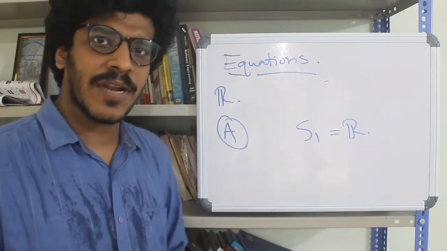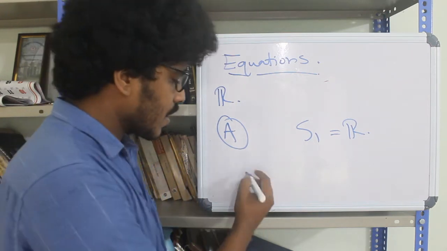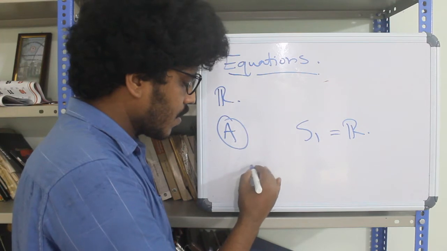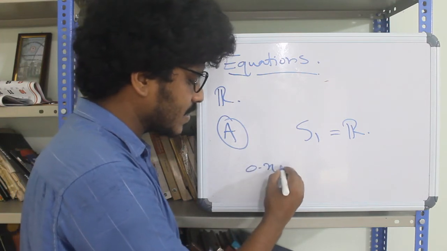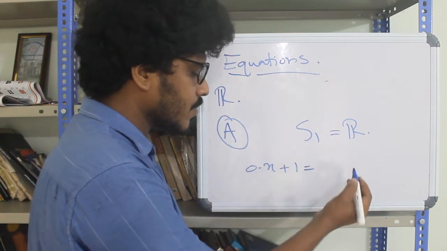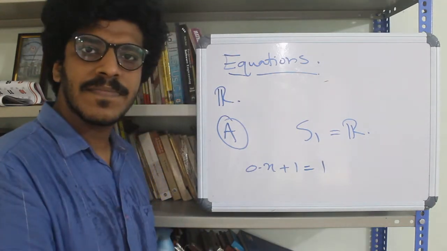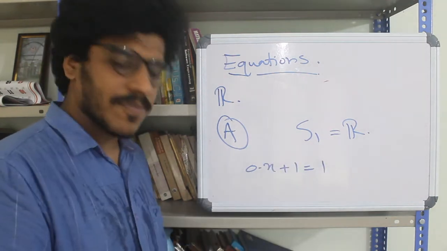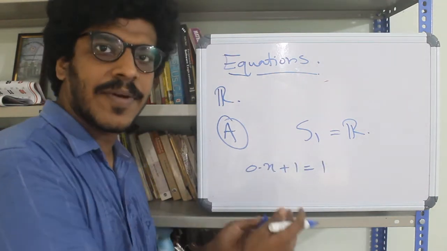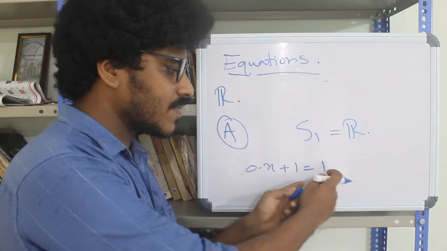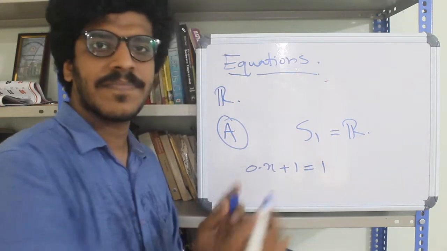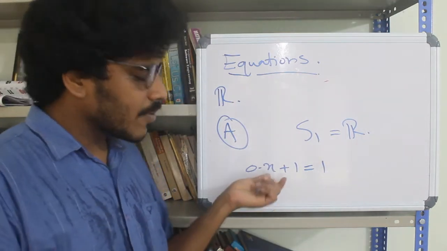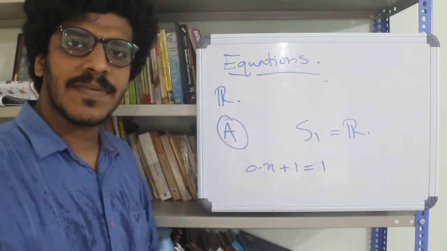So, shall we think about an example? Consider the equation 0 times x plus 1 equal to 1. Right, 0 times x plus 1 equal to 1. This is obviously an equation, two mathematical statements connected by means of an equality. So, can you think about the solutions of this equation?